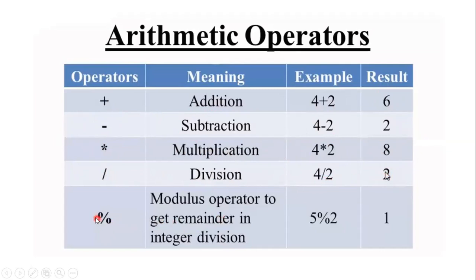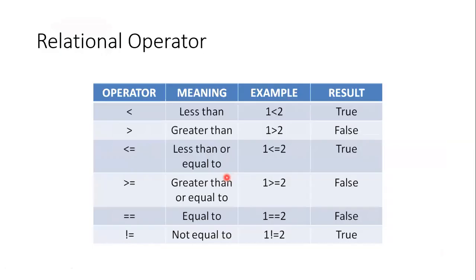And then percent, this is the modulus operator, which is used to get the remainder. So 5 mod 2, the remainder is 1. Okay, there is no power operator available in C++. Instead of a power operator, we use the mathematical library function pow, which can calculate the power of a number. So these are the arithmetic operators. Then next, the relational operators.